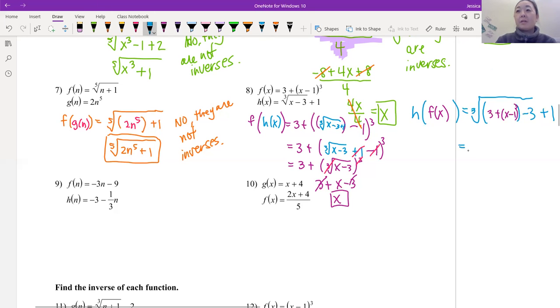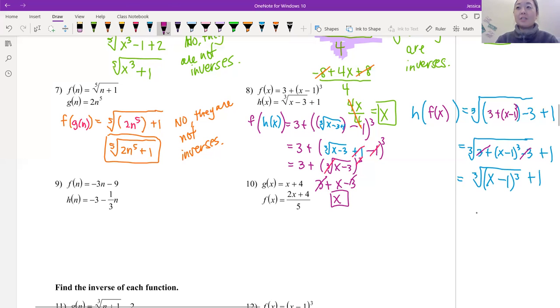And here we have, well, on the inside, we don't need these parentheses because there's nothing outside there that we need to distribute. So I'm just going to drop them. So 3 plus x minus 1 cubed minus 3. Again, that's inside the radical, and then the plus 1 on the outside. These better cancel out. And if you notice, ooh, yes, 3 and minus 3 cancel out. And so I'm going to have cube root of x minus 1 cubed. And I have this plus 1 on the outside. And I'm like, ooh, yes.